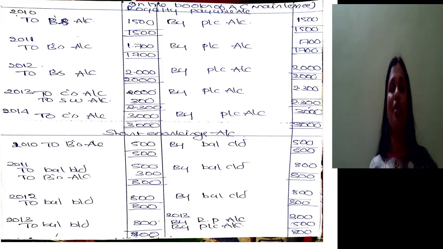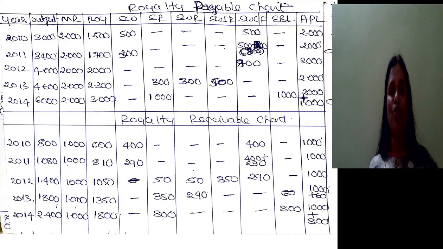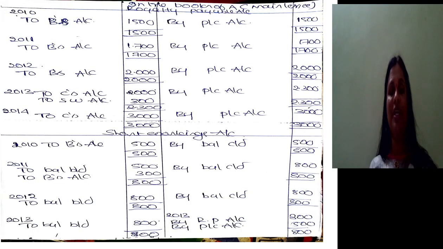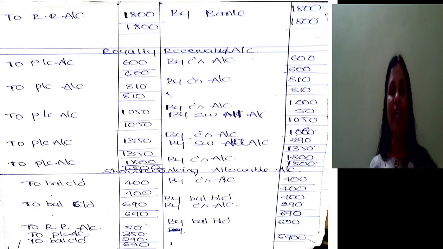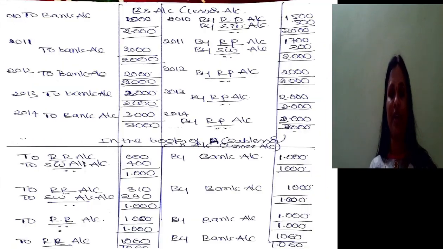Now, third year, what's the situation? The situation is there is excess. Excess is used to recoup short working, and irrecoverable short working is transferred to profit and loss account. All these things must be taken care of. Now due entry: C's account debit, short working allowable account debit to royalty receivable. C's account should be debited with 1000, short working allowable should be debited with 50. So royalty receivable account will be credited with 1500. Royalty receivable account will be closed by transferring it to profit and loss account.